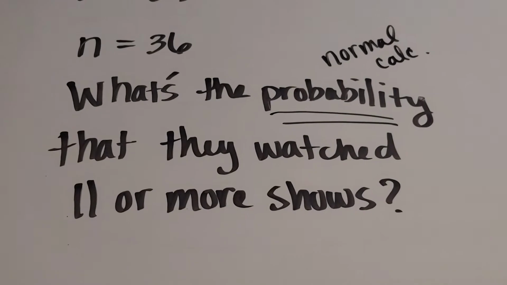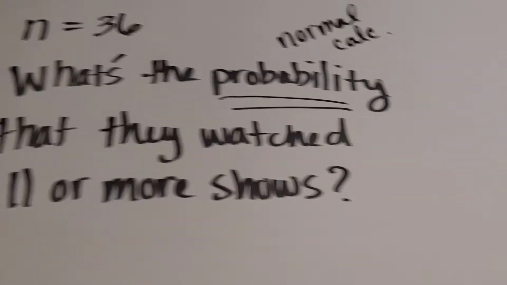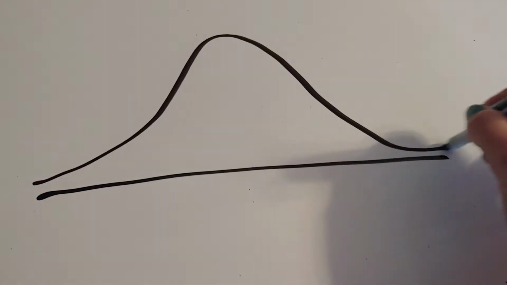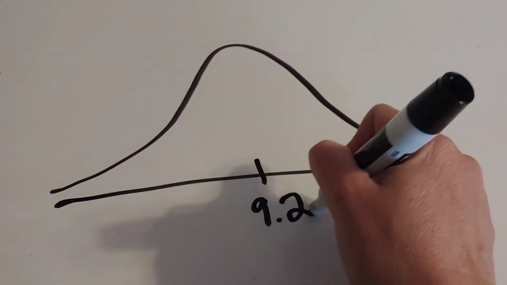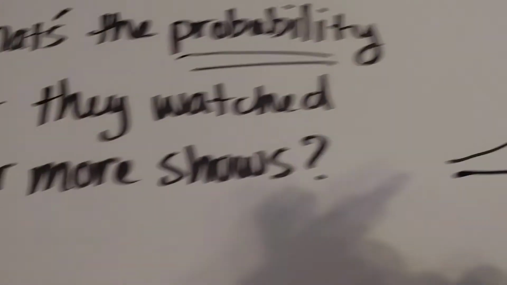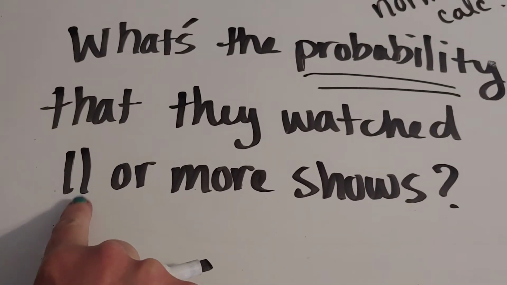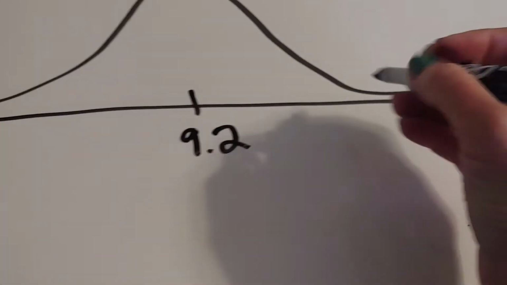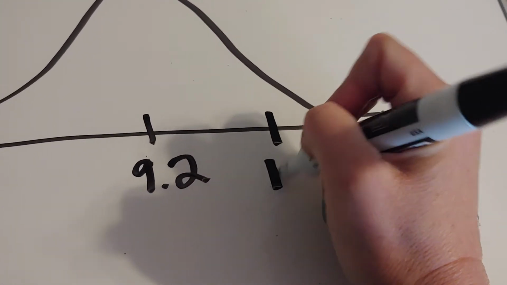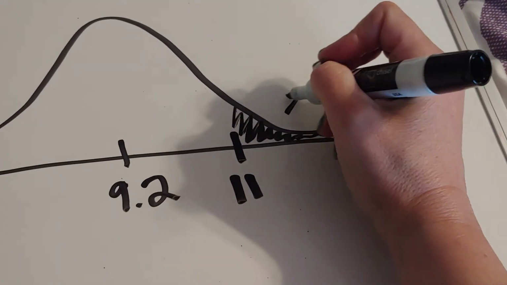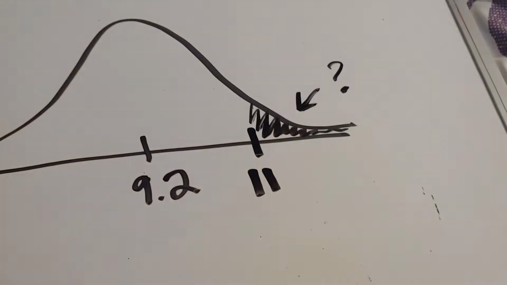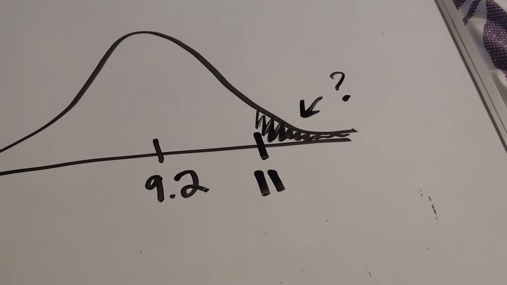So what happens when I'm doing this is I need to draw a picture, and that picture is the normal curve. In the middle should be my mean, and then I want to cut here. It says 11 or more, so 11 or more is 11 or more. And so I want to go to StatCrunch to figure out what is the area under that curve.